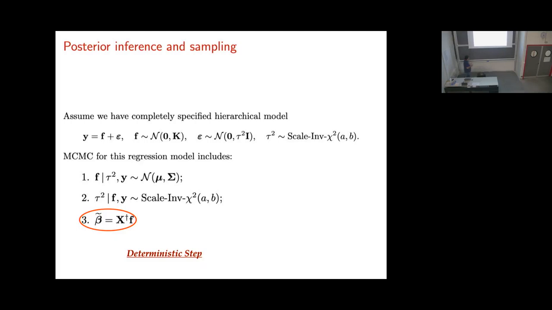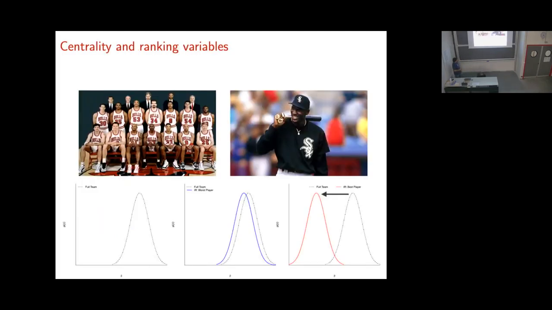Now, once you have these beta tildes, you can't just go home. You get to say, oh yeah, this beta tilde for this coordinate is bigger than the other one. And the reason you can't do that is these are all correlated, right? So what you can do is something that we call centrality and ranking of variables.